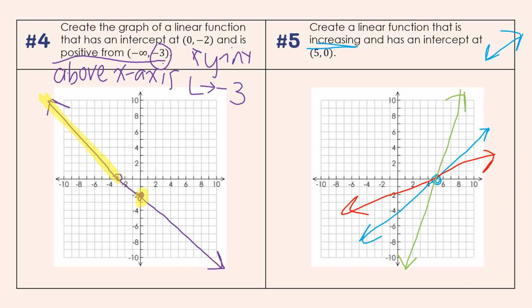Just make sure that if you go from left to right, if you start at the left arrow and go to the right arrow, that you are going up.